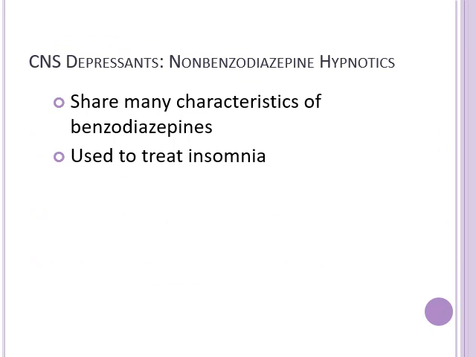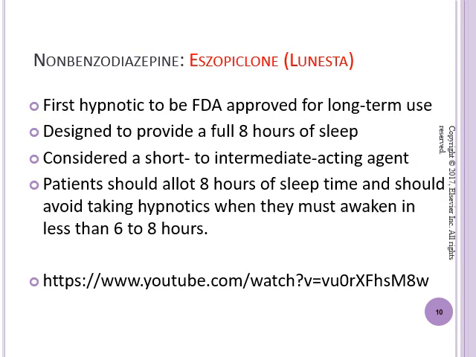We have non-benzodiazepine hypnotics. They share many of the same characteristics as benzos, and we usually use these to treat insomnia. Lunesta is a perfect example of one of these non-benzodiazepines. It was the first hypnotic to be FDA approved for long-term use. It's designed to provide a full 8 hours of sleep. It's considered a short to intermediate acting agent.